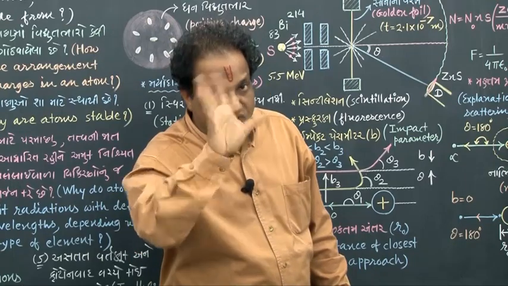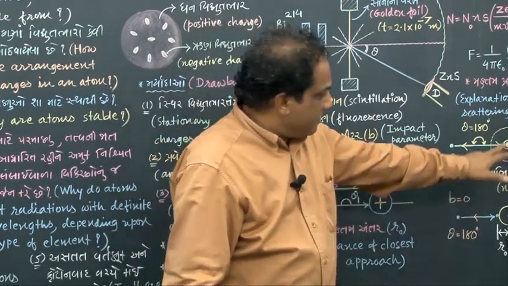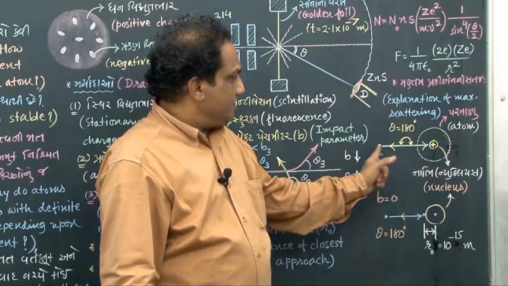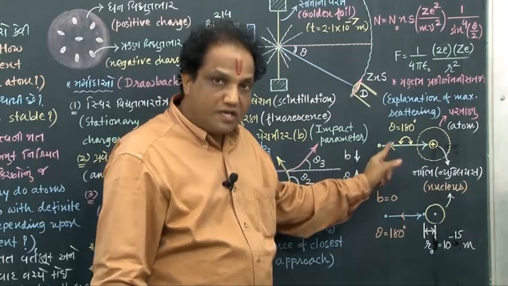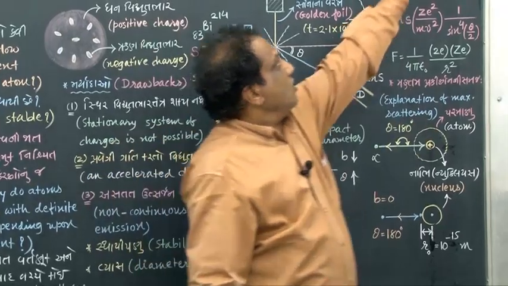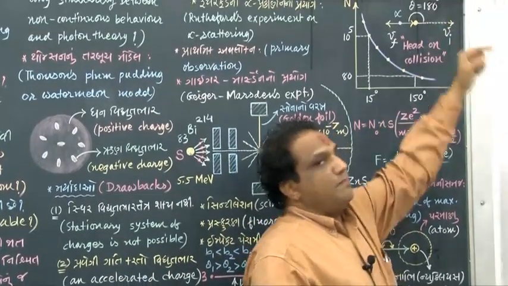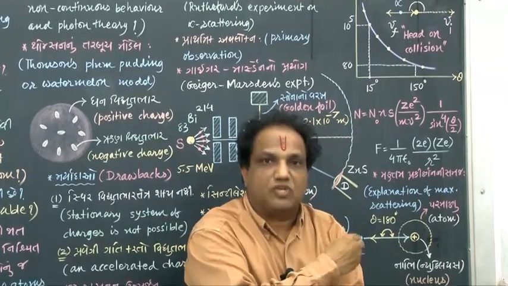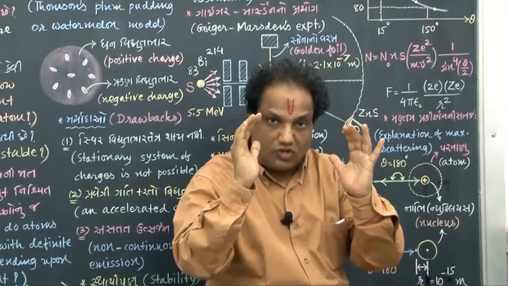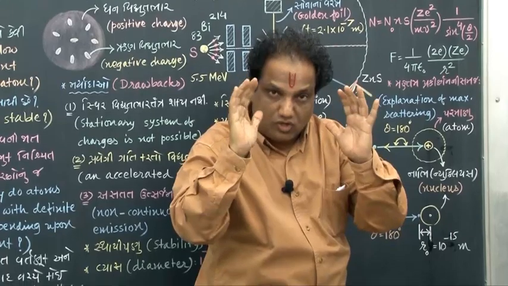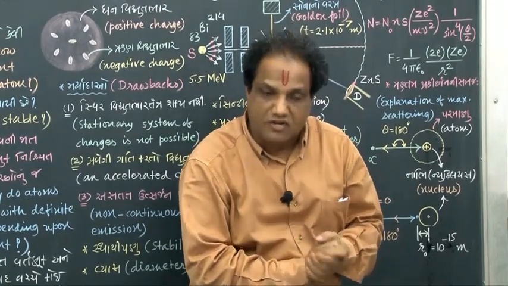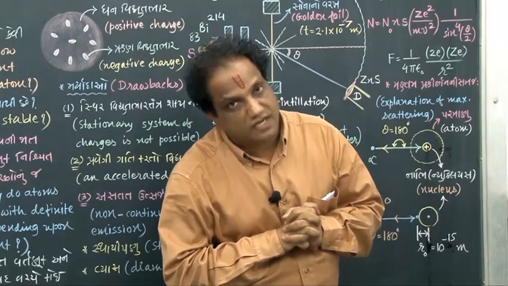If the positive charge of the atom is spread over the entire volume, then it cannot repel the alpha particle so strongly, and then you cannot have an angle of scattering of 180 degrees. But practically we get an angle of scattering of 180 degrees. That is possible only if the total positive charge and almost the total mass of the atom are concentrated in the very tiny central part, which is called the nucleus, correct?